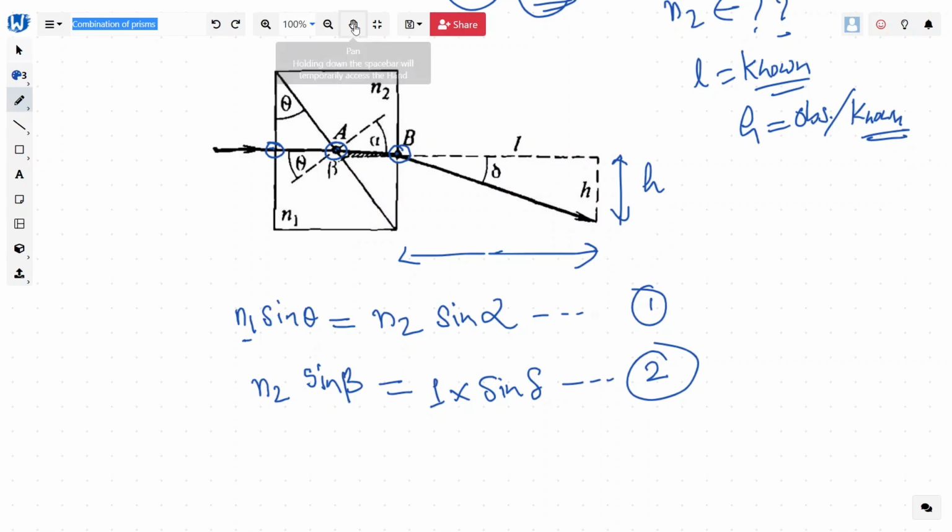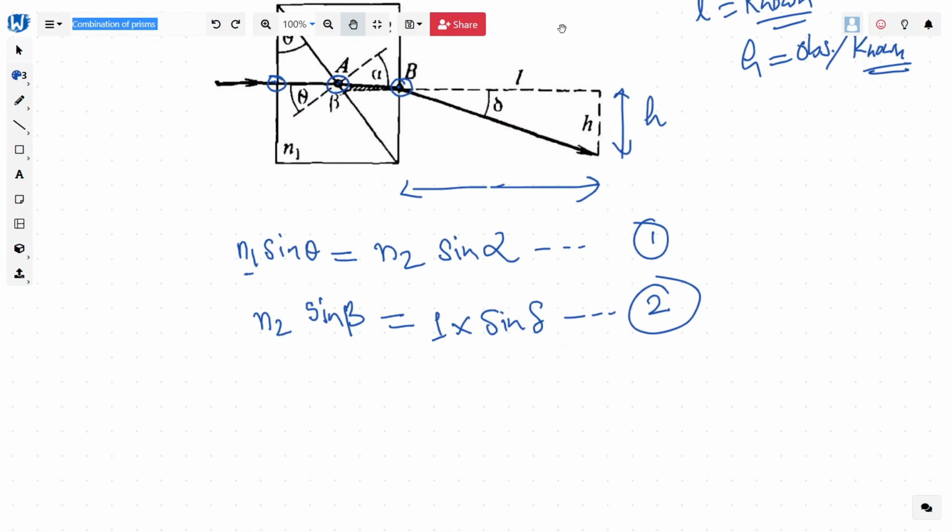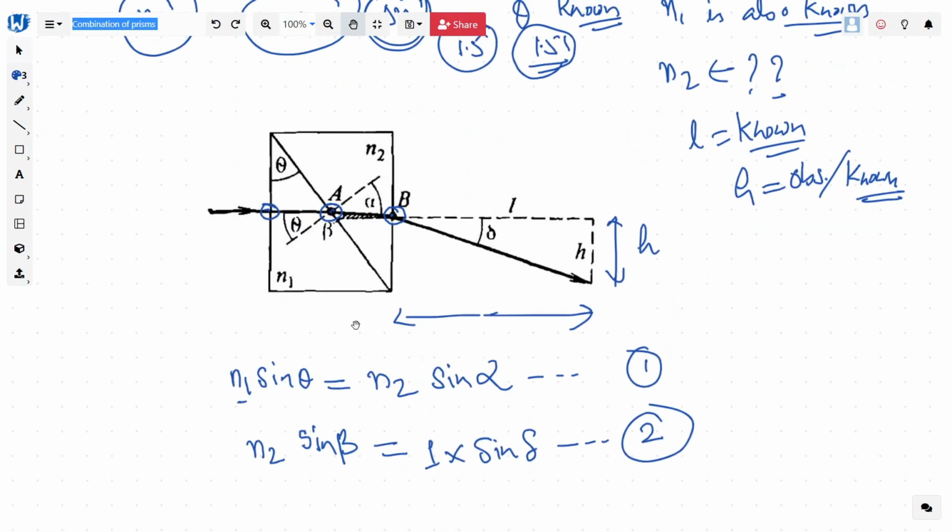Now we need to find n2, and whatever is common here, we have to just get rid of them. We can find delta with observation, so we'll keep that. Alpha and beta are unknown, theta is known. Theta is very simple. Theta is known because we know this angle of the prism. This is 90 degrees. This is going to be 90 minus theta, and because this is perpendicular, this is going to be 90 minus theta. This is perpendicular, this is going to be theta. So theta is known, so theta we will keep.